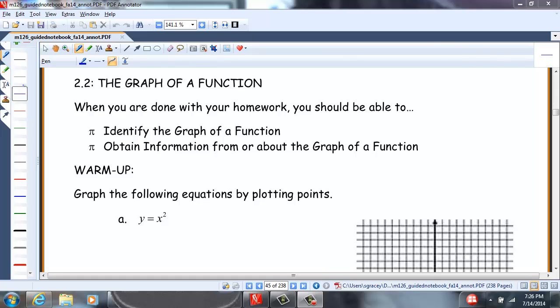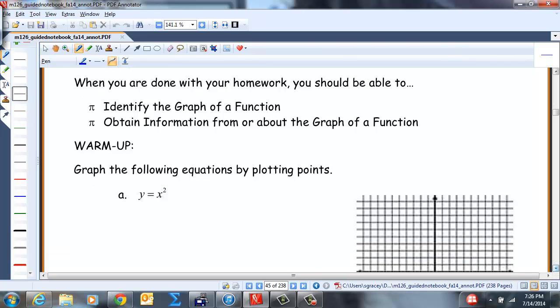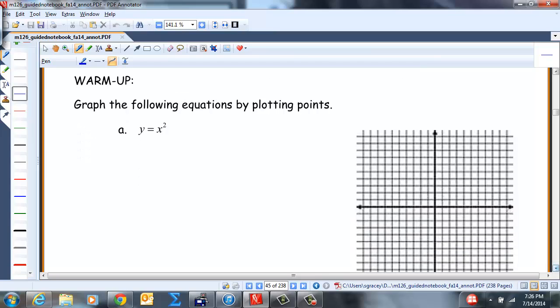So let's warm it up by graphing these equations just by plotting points. We'll be learning some different graphing techniques as we go along, but this is always something useful to use. So pause the movie, warm it up, and then see how you did. Okay, let's see how it went.